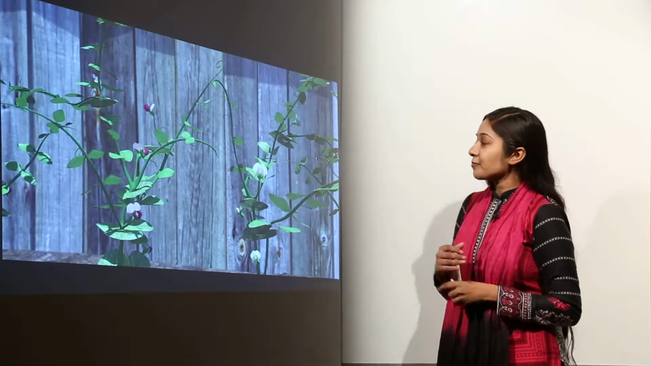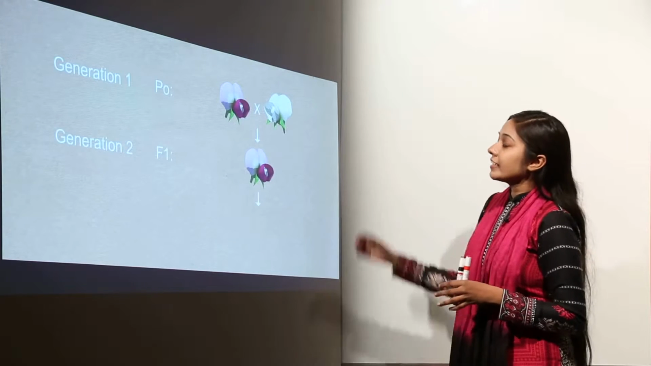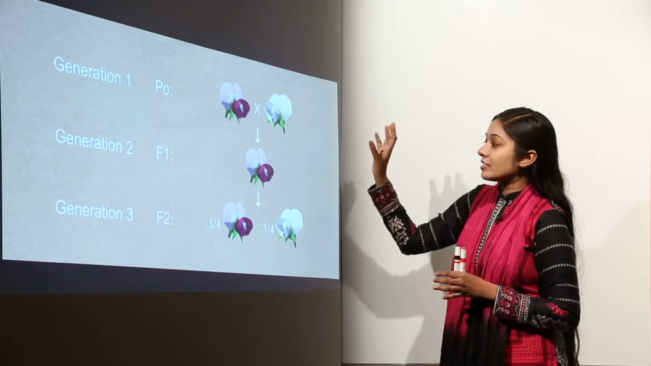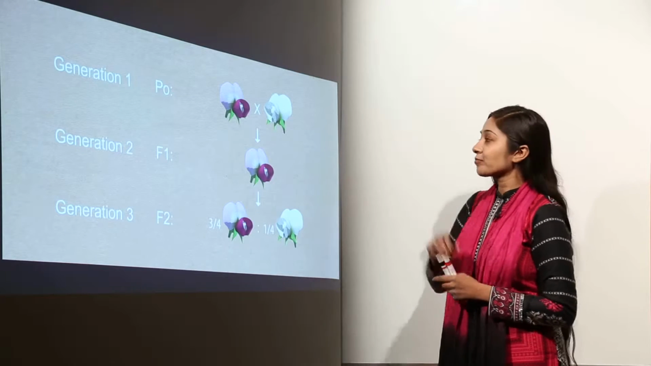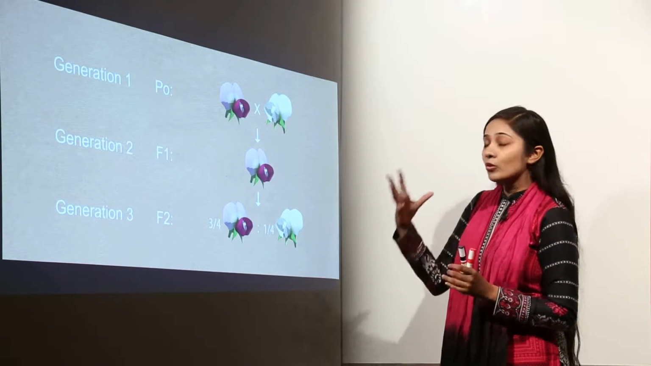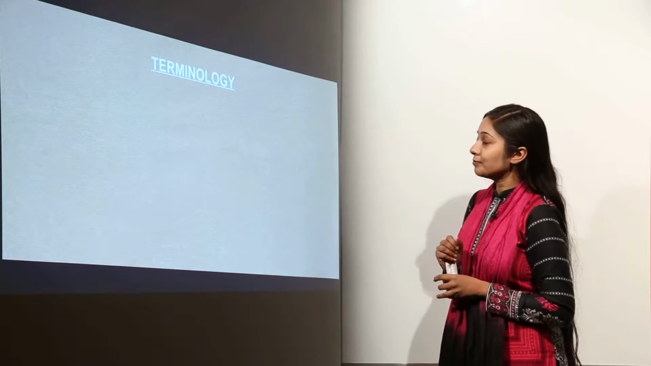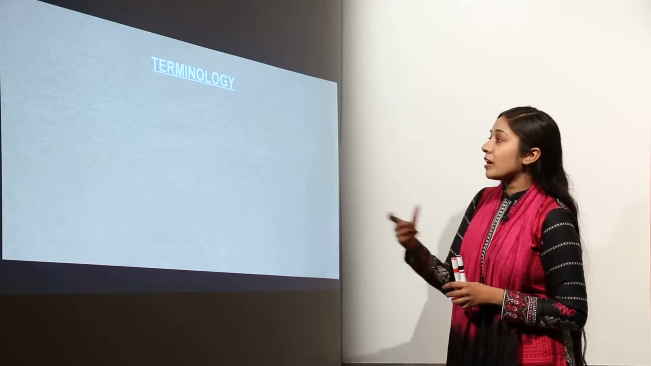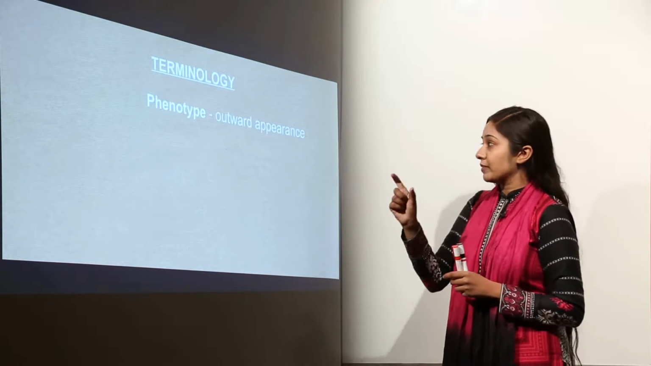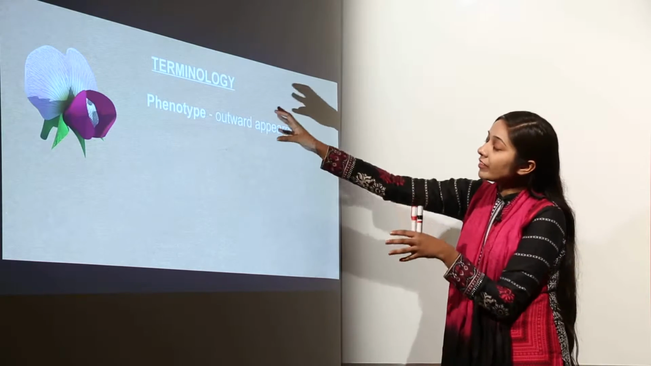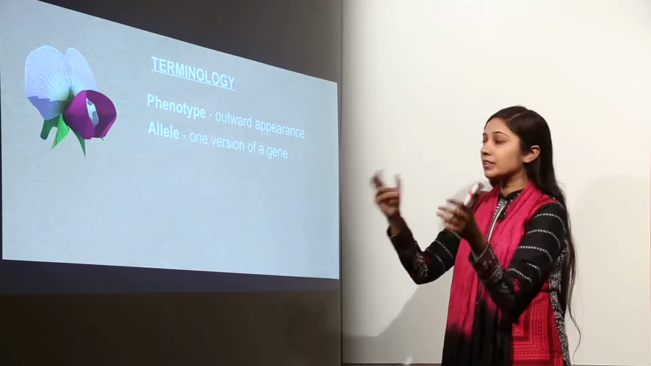So let us start. When Mendel did experiments, he did his experiments for 3 generations. First generation, second generation and third generation. Let us begin with how Mendel performed his experiments, but before that let's have some terminology. When we talk about the word phenotype, it means the outward appearance. See, for example, the flower is purple in color, so phenotype is purple color.